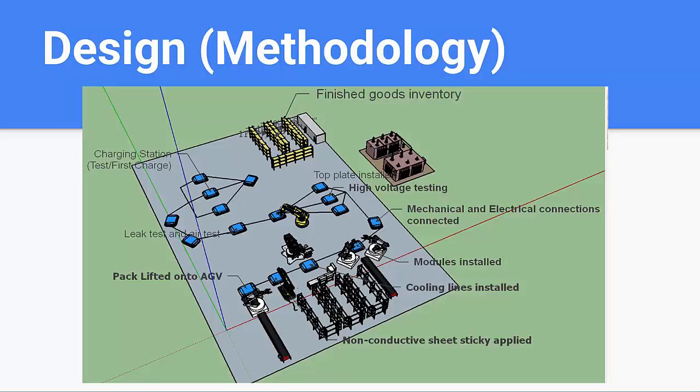Here we have a proposed SketchUp layout using the most current steps of the assembly process. It begins with the bottom plate being placed on an AGV and then proceeds through the steps mentioned in the previous slide. Of course, this is only one possible layout, and our group is currently in the process of creating others as well as beginning to create them in Simio.